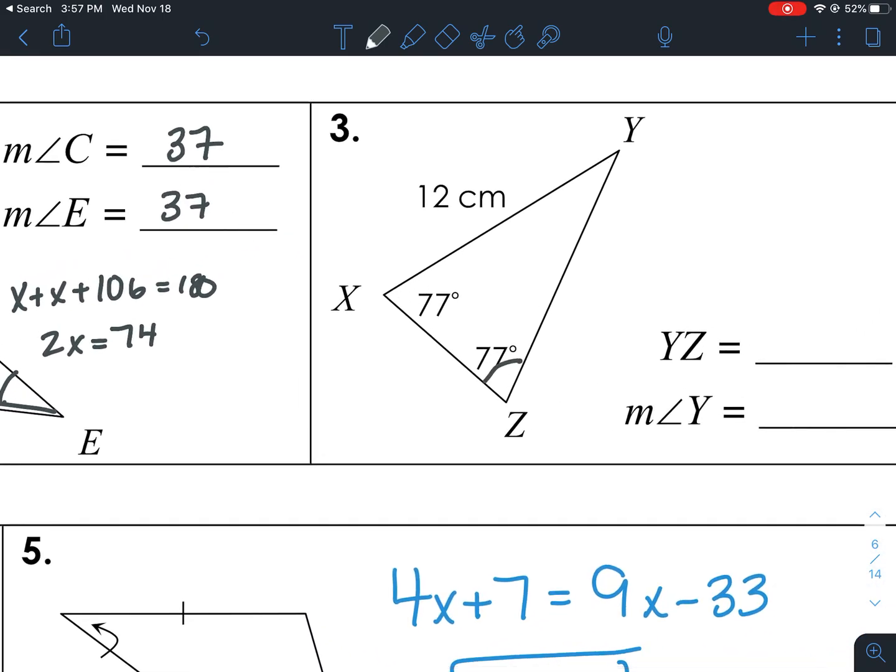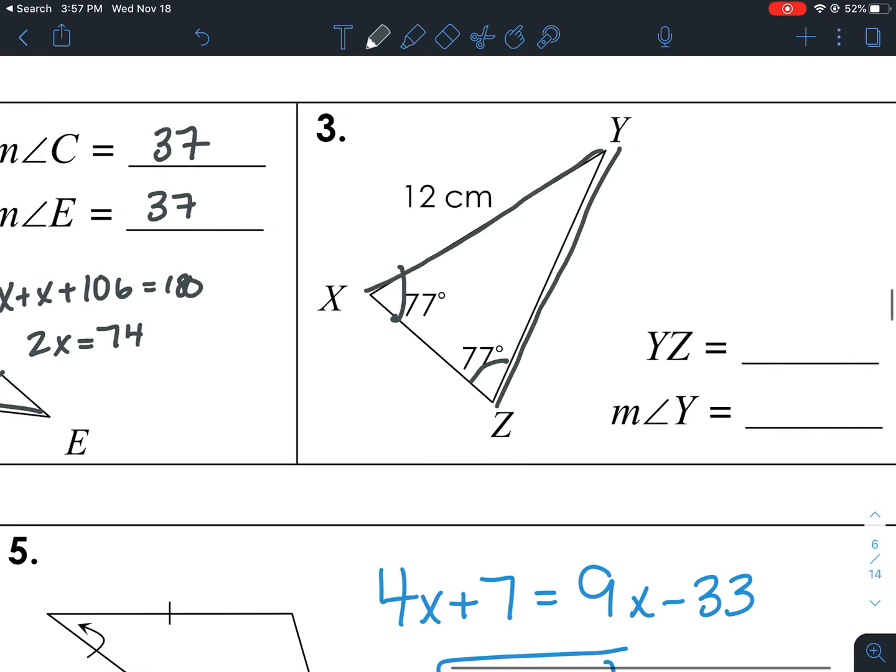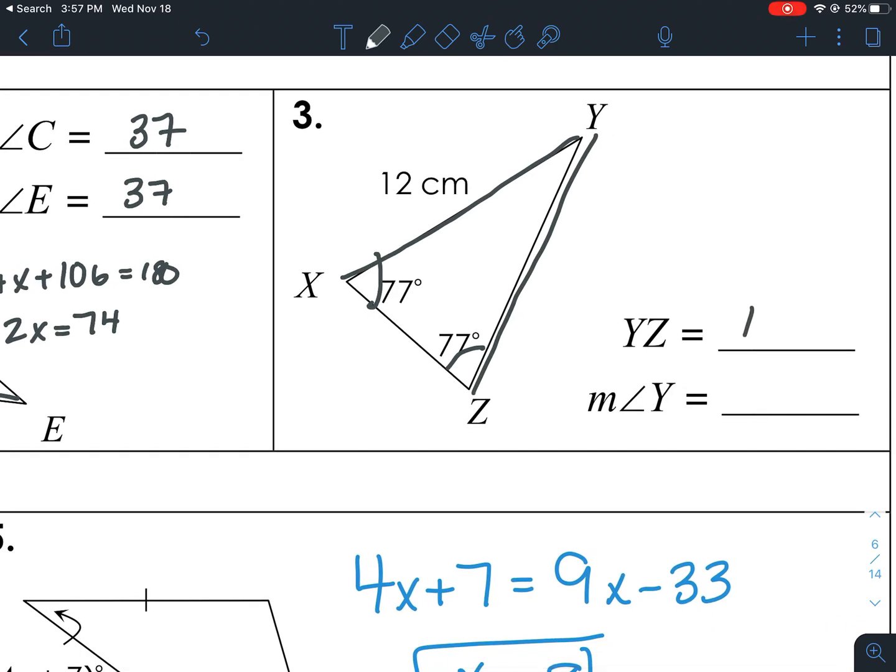Here, my two base angles are equal, which means my two legs are equal. That means YZ is also 12. And again, we can use that triangle angle theorem. 77 plus 77. Subtract that from 180. That gives me 26 degrees.